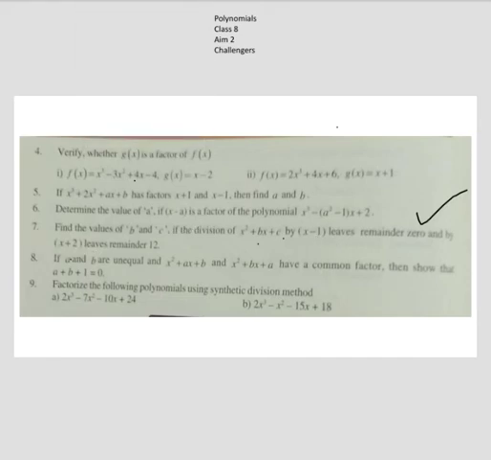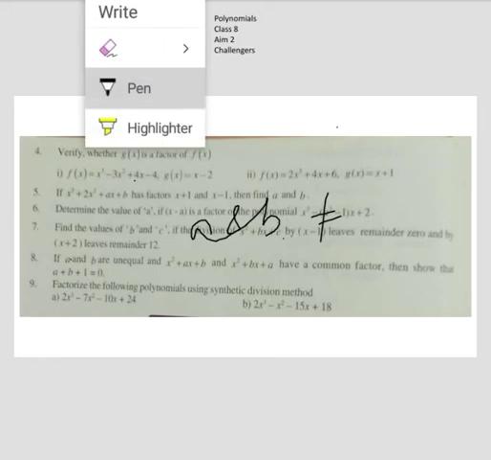So the 8th question is: if A and B are unequal, and x square plus ax plus b and x square plus bx plus a have a common factor. First, the statement says A and B are unequal, and I should not write it like this actually. Wait, I'll just change it. A is unequal to B. That's all. Okay, first statement.